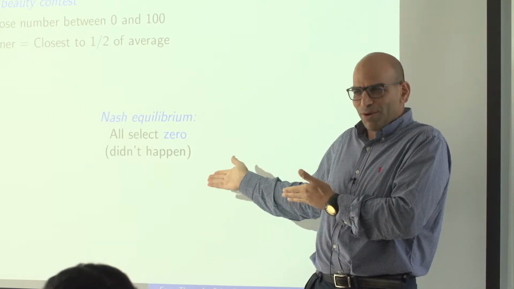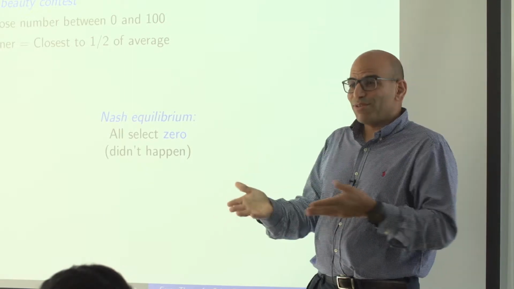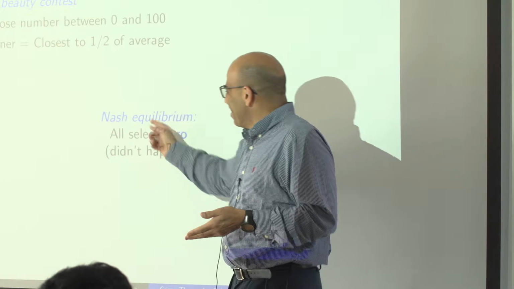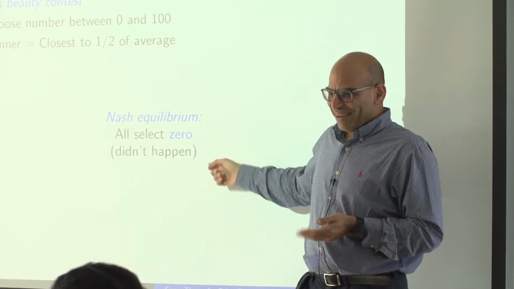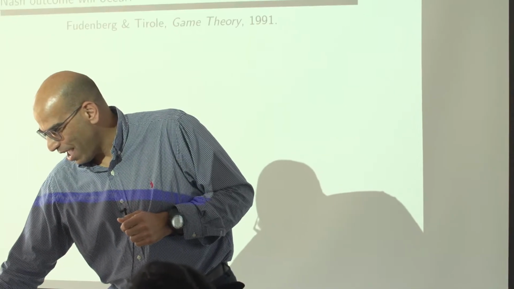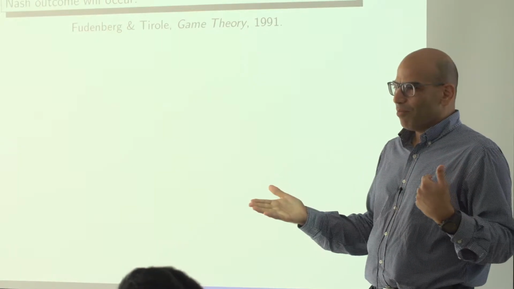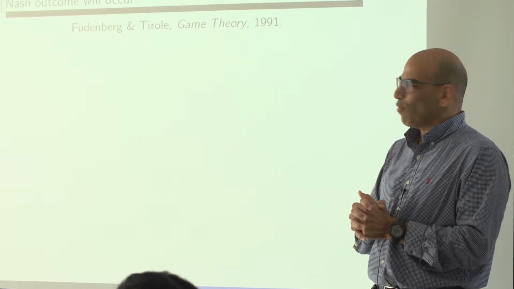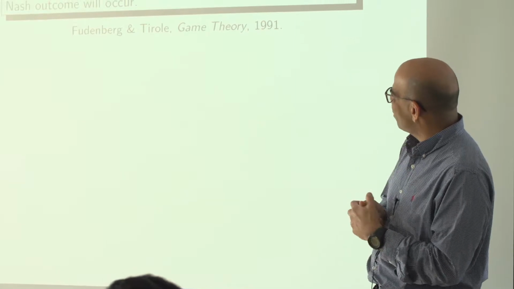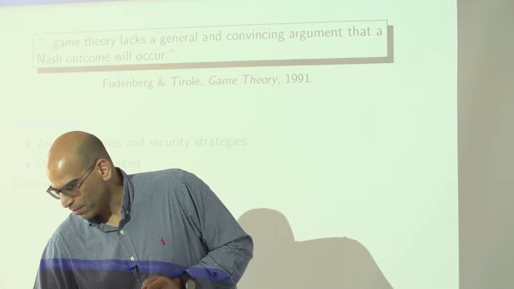It wasn't that I noticed it didn't happen, so I'm going to type. No, it didn't happen. You know why it didn't happen? Because it never happens. All right. Also, 0.001 never happened. Okay. So why should we believe in Nash Equilibrium when it didn't happen? And in fact, this is an issue that has been bugging game theorists for a while. Here's one quote from a book on game theory. Game theory lacks a general and convincing argument that a Nash outcome will occur.